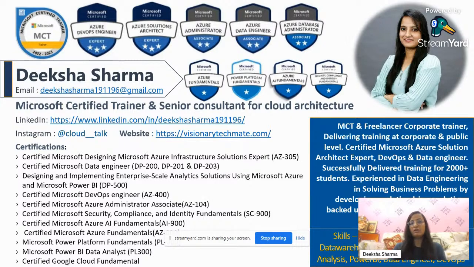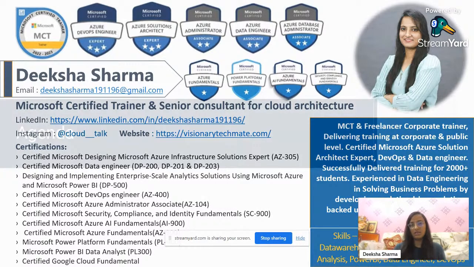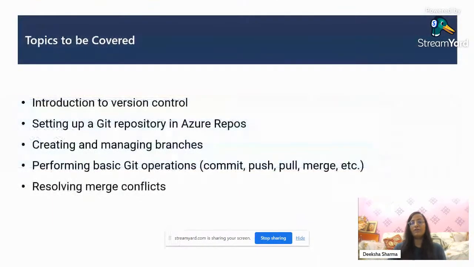The agenda for this session is: we will talk about the meaning of version control and what Git is first of all, how you can configure a Git repository in Azure Repos, how you can create and manage branches, and perform some basic Git operations and certain tasks. We'll see this on the DevOps portal as well, and also try to understand the concepts.